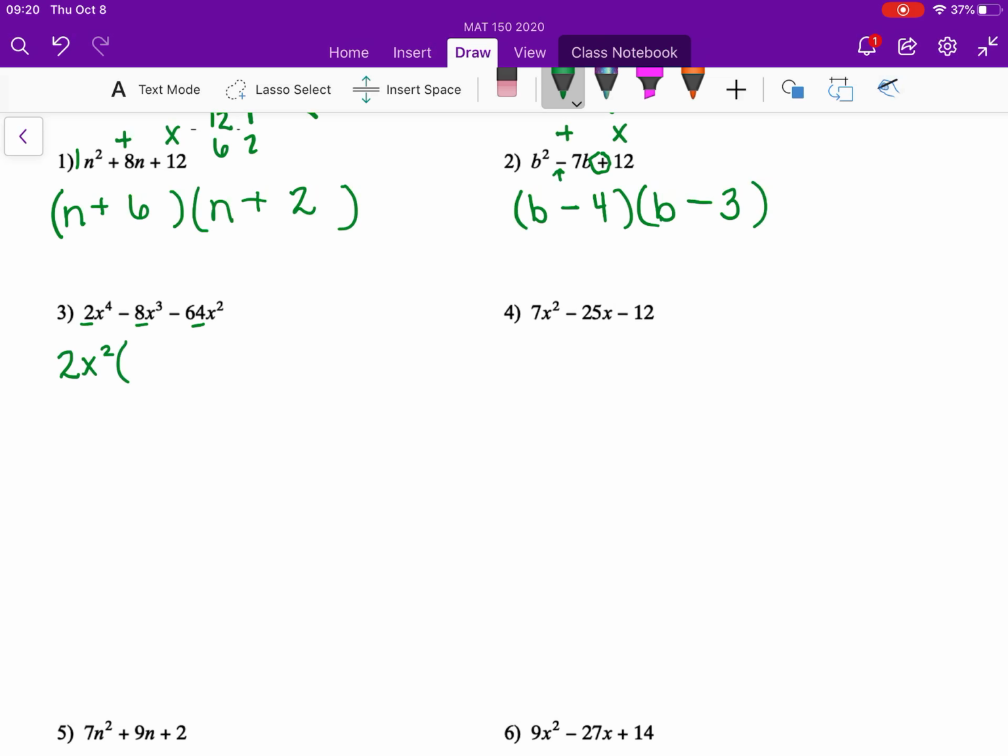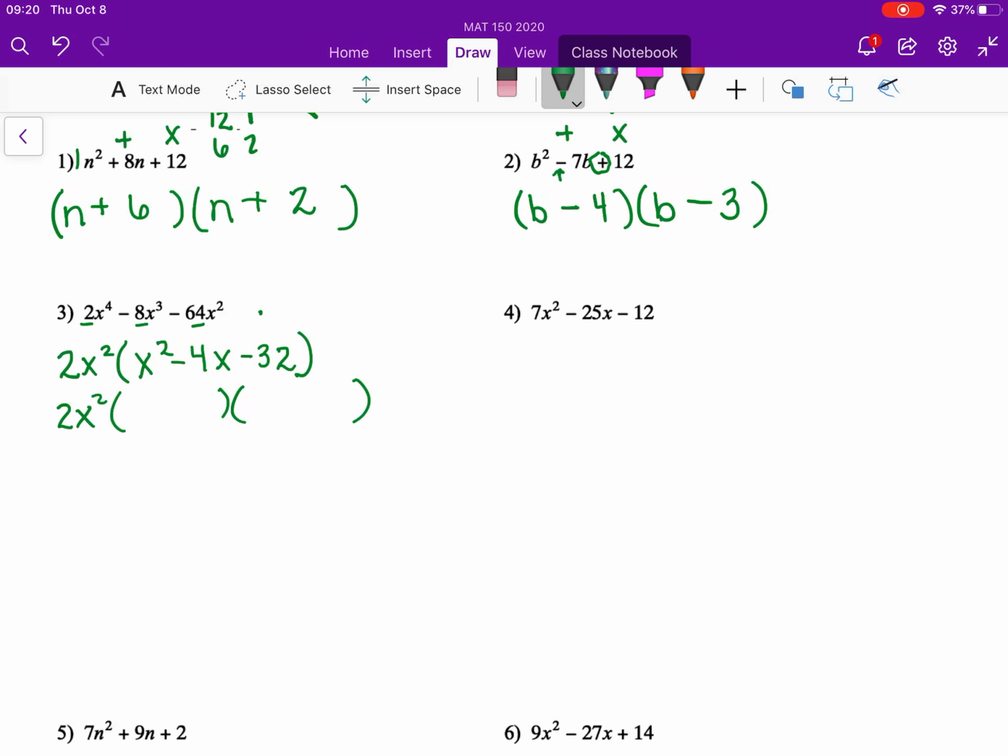But 2x squared times what would give me 2x to the 4th? Well, that's x squared. 2x squared times what would give me negative 8x cubed? Well, that's negative 4x. 2x squared times what would give me negative 64x squared? And that would be negative 32. And then I could factor the leftovers here.